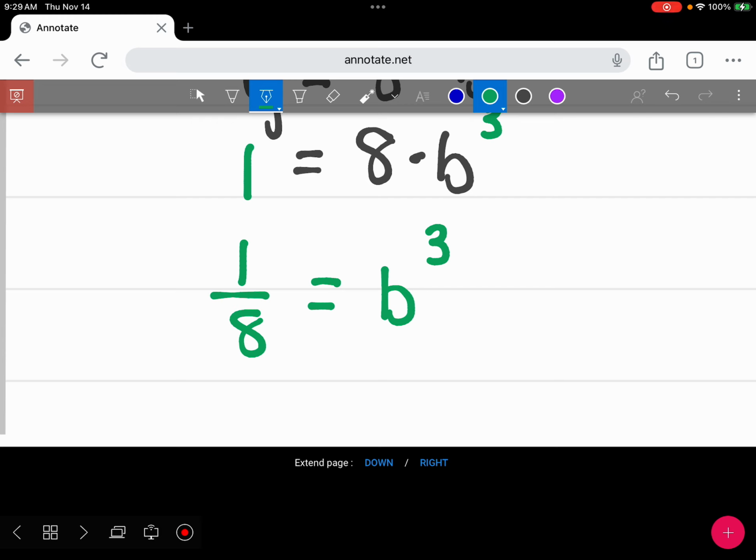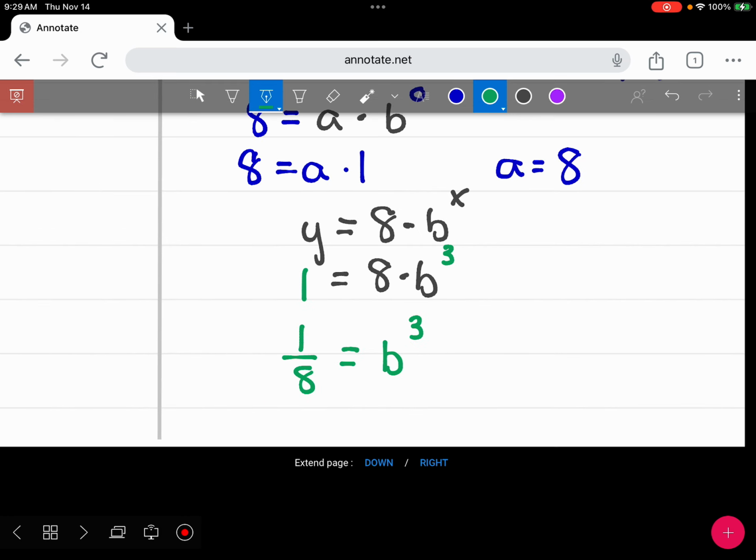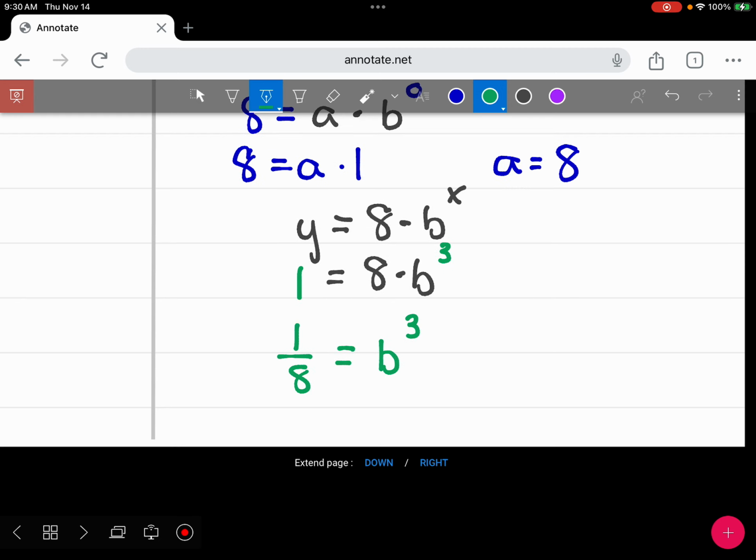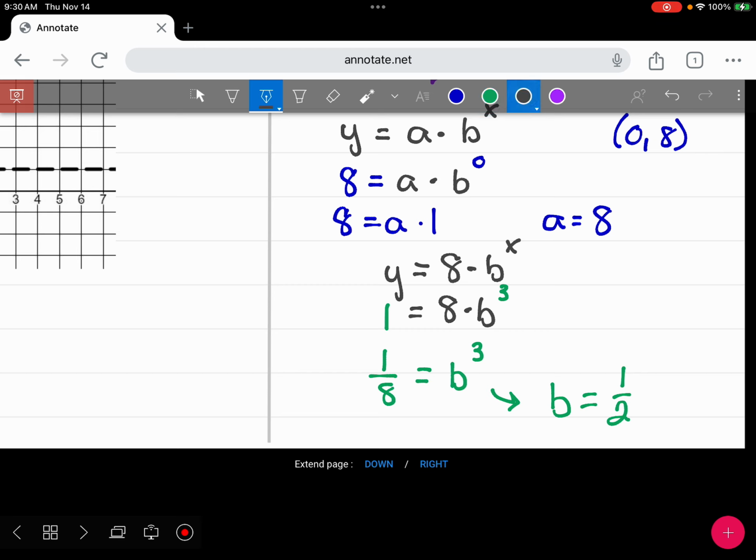But this isn't just 8, it's 1 over 8. So I need 1 over 2 to give me 1 over 8. So we're going to have to logic our way through this until we get over into logs. Most of the time, they're not going to be quite that fractiony. So our base is going to be 1/2. So the equation that fits this is 8 times 1/2 to the x. So that's how we can write the equations when we're given points.